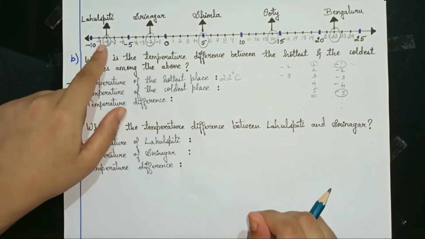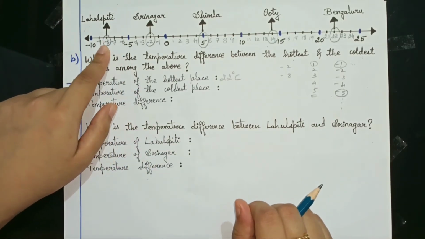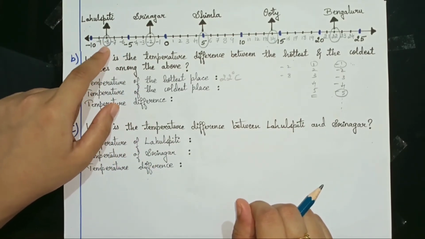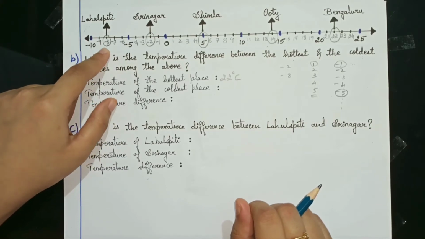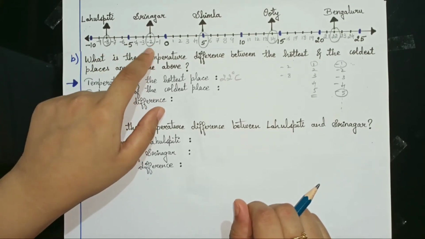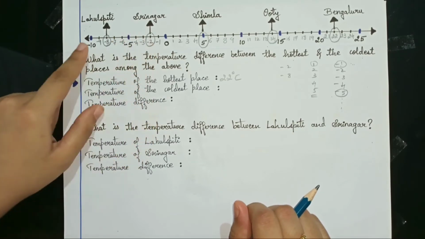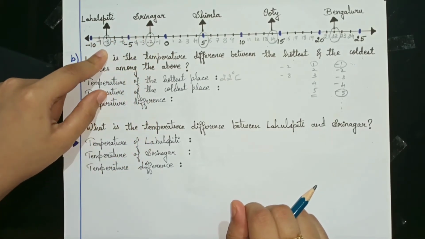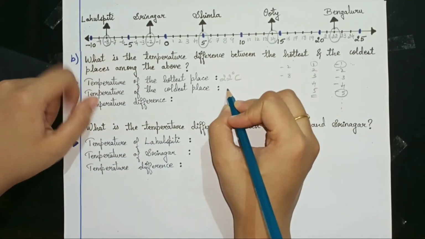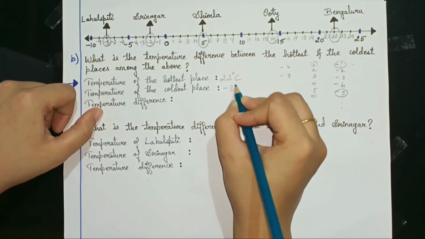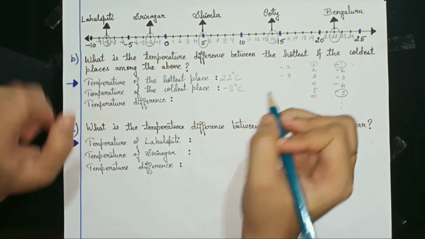So here, since it is -8 for Lahul Spiti, that means this will be the lowest temperature, not -2. -2 will not be the lowest temperature. -8 will be the lowest temperature. So the coldest temperature will be -8 degrees Celsius, that is of Lahul Spiti.